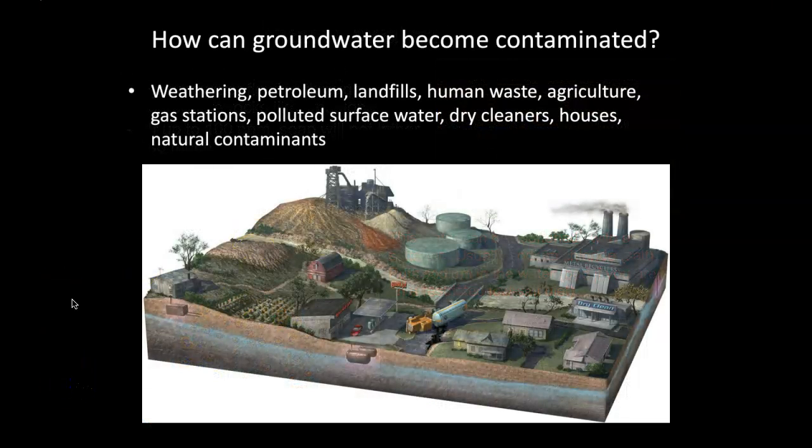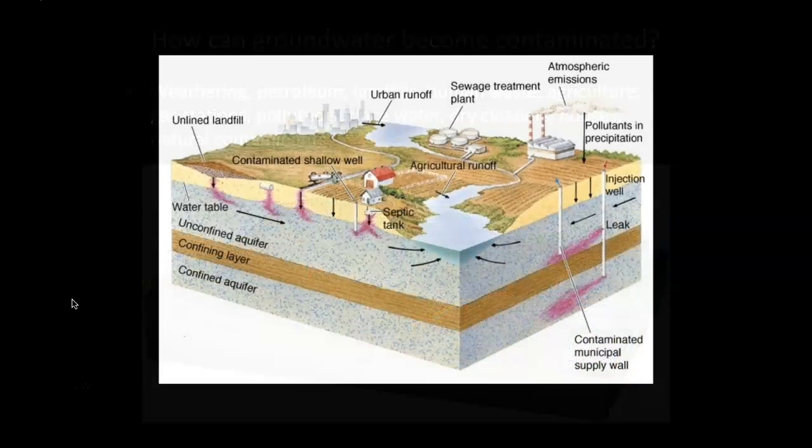We've been focusing on surface water here, but groundwater can also become contaminated through weathering of rocks, petroleum, landfills, human waste, agriculture, gas stations, polluted surface water. There is a direct connection between the surface and the groundwater. Dry cleaners. Dry cleaning uses pretty nasty chemicals that can get into our groundwater supply. Your houses can too, whether it's through a septic tank or just some people dumping chemicals in their backyard. There are natural contaminants like radioactive ones. So groundwater can be polluted just as easily as surface water.